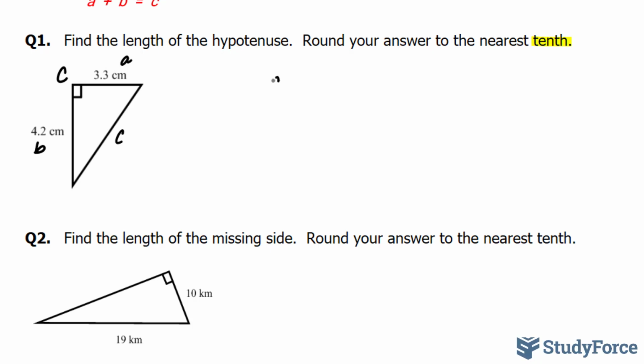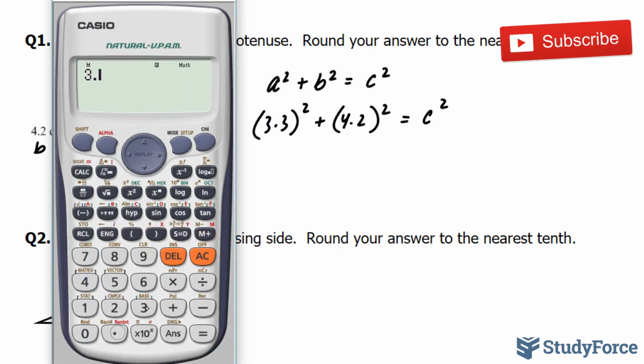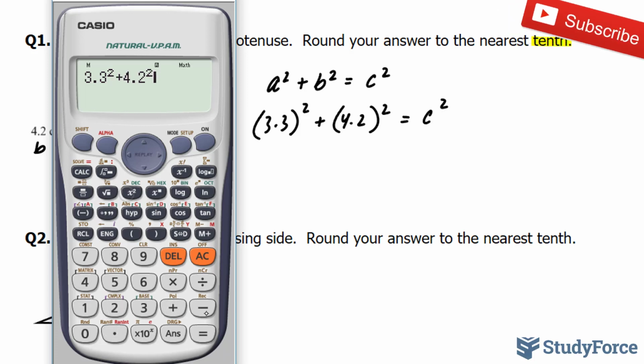Let's write the Pythagorean theorem. a squared plus b squared is equal to c squared. 3.3 to the power of 2 plus 4.2 to the power of 2 is equal to c squared. What we have to do from here is find the answer on the left side of this equation and then square root. Here's what I mean. 3.3 to the power of 2 plus 4.2 to the power of 2. Just found the answer to the left side.